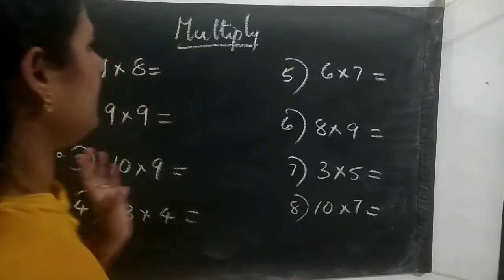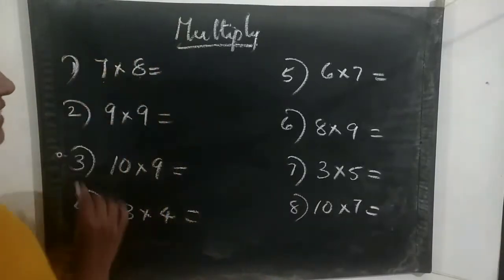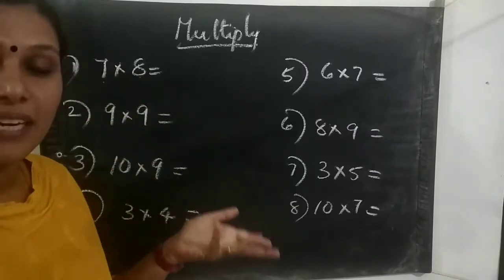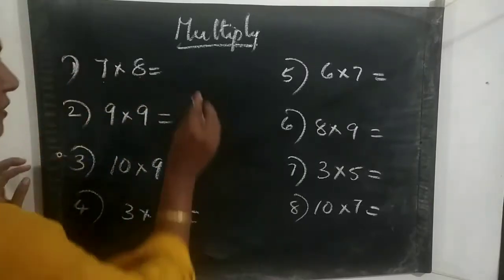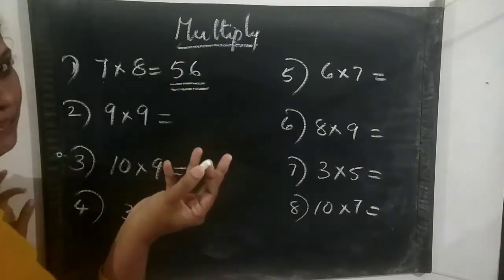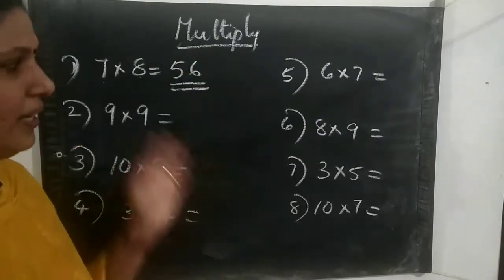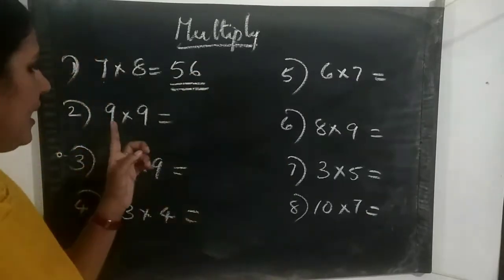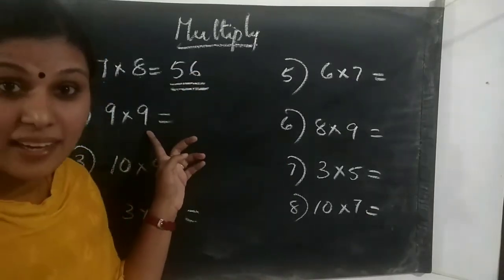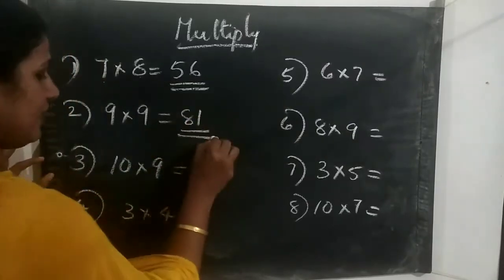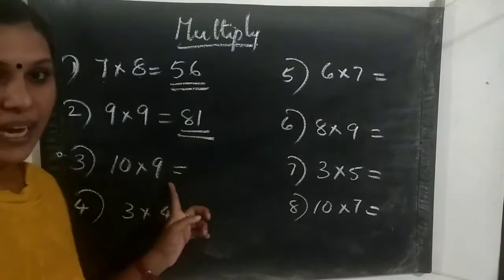That is 7 8s. 7 8s are what? 7 into 8. That is 56. Okay, simple one. We know the multiplication table, then only we can answer this. Then 9 into 9. 9 9s are 81. Okay, very good.